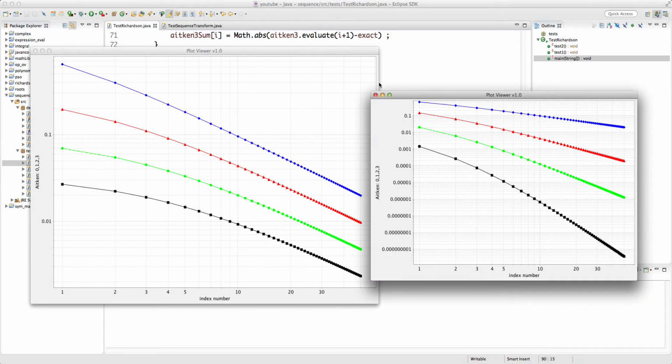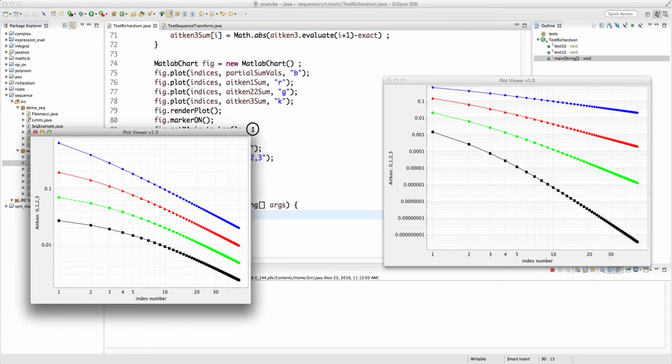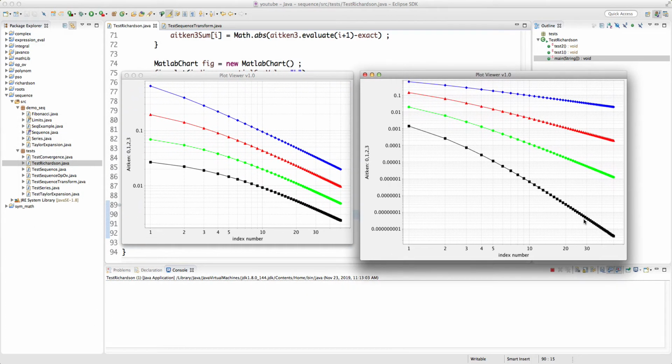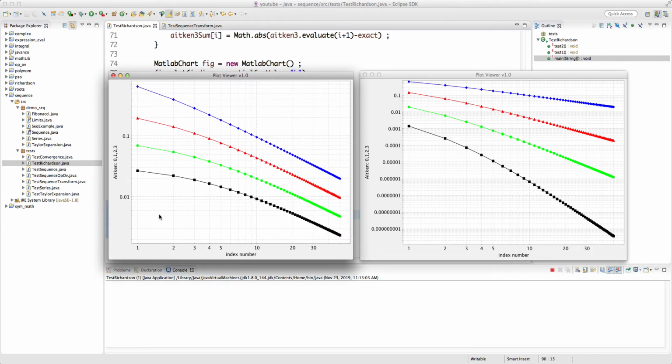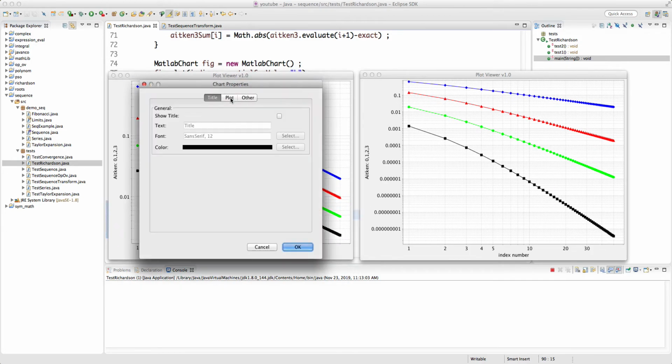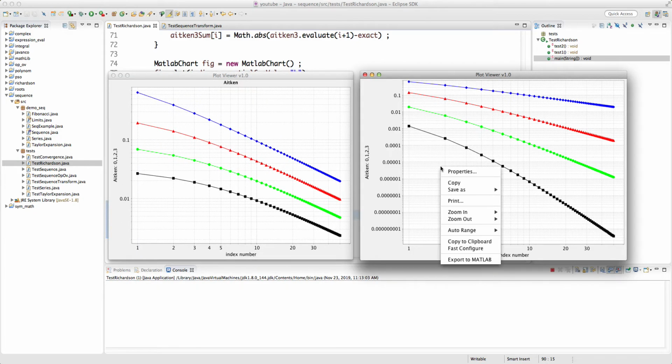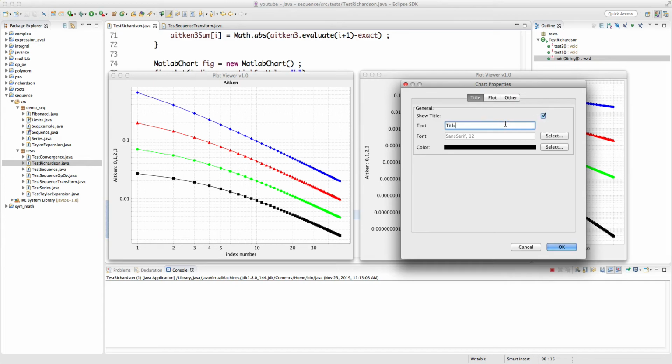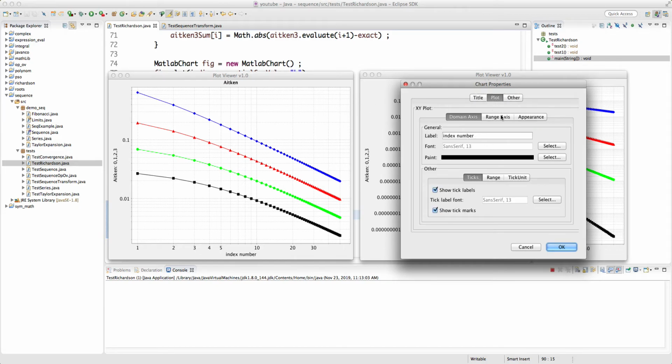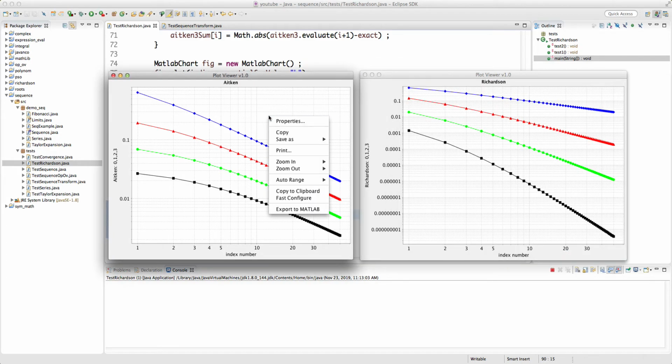So let's do a side-by-side comparison here. Let's give this a title. So this is Aitken, and this is Richardson. I have changed the Y label to Richardson. Okay, now let's copy this and go back to PowerPoint.